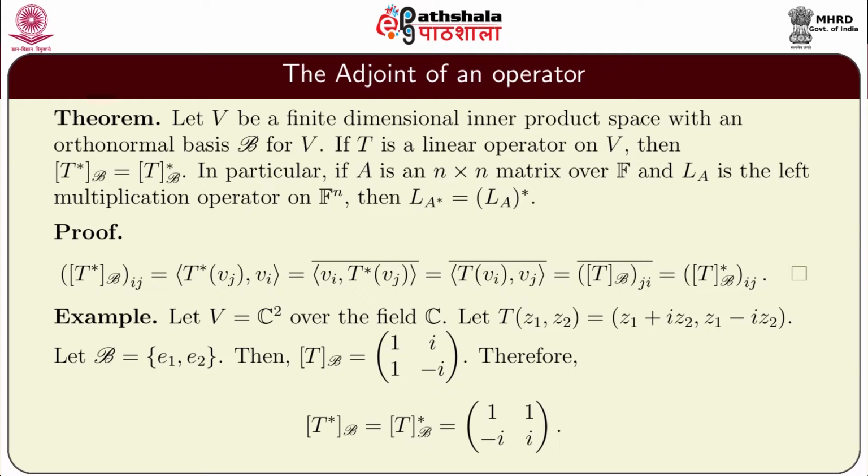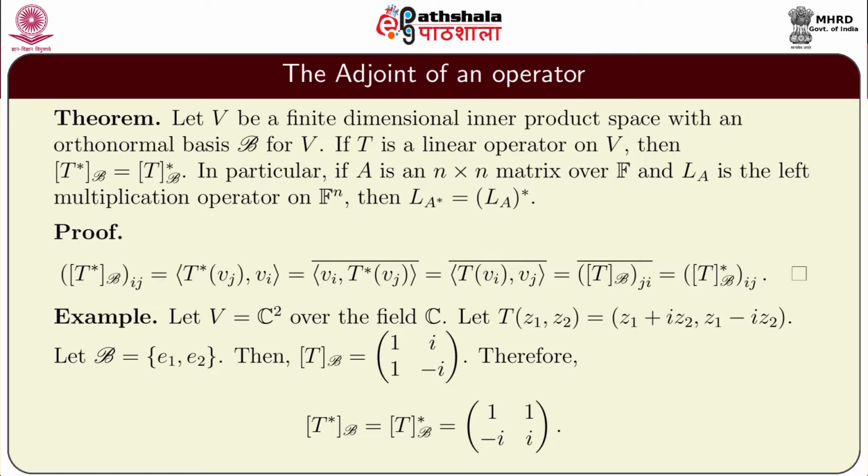Let us look at this simple example. V is C2 and T of (Z1, Z2) is given by (Z1 plus iZ2, Z1 minus iZ2). Take the standard basis B given by E1, E2. Then the matrix representation of T with respect to the basis B is given by this matrix: 1 and i on the first row and 1, minus i in the second row.